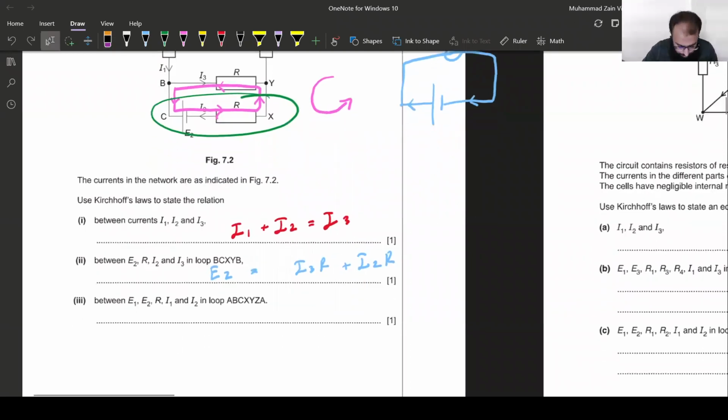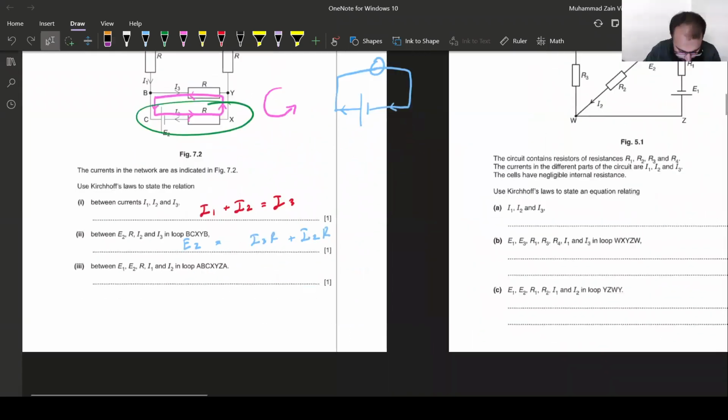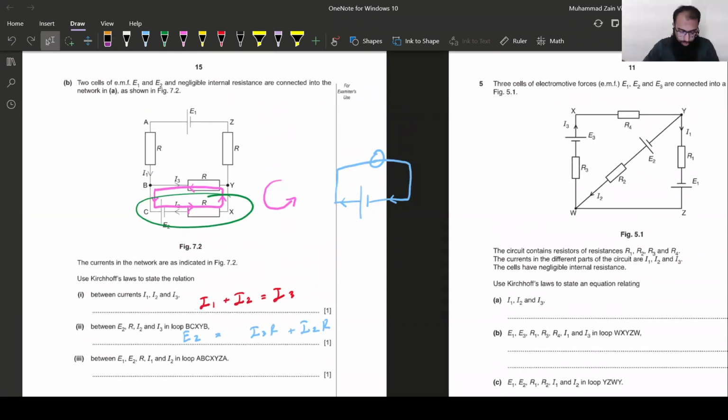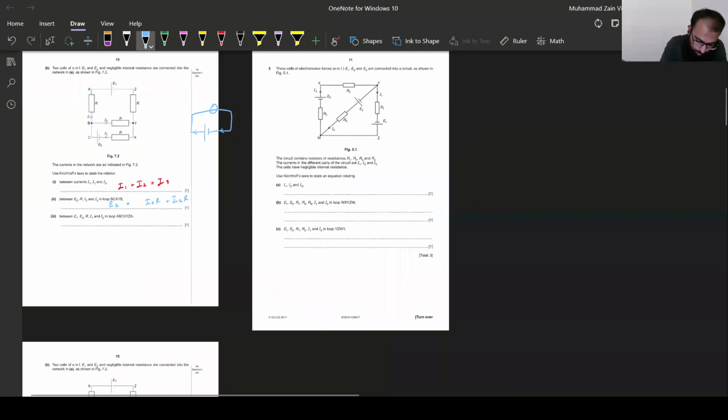Okay, so the next part is between E1, E2, or I1 and I2 in loop ABCXYZ. So they're now talking about this big loop, which is this one. So we're now talking about this loop in blue.